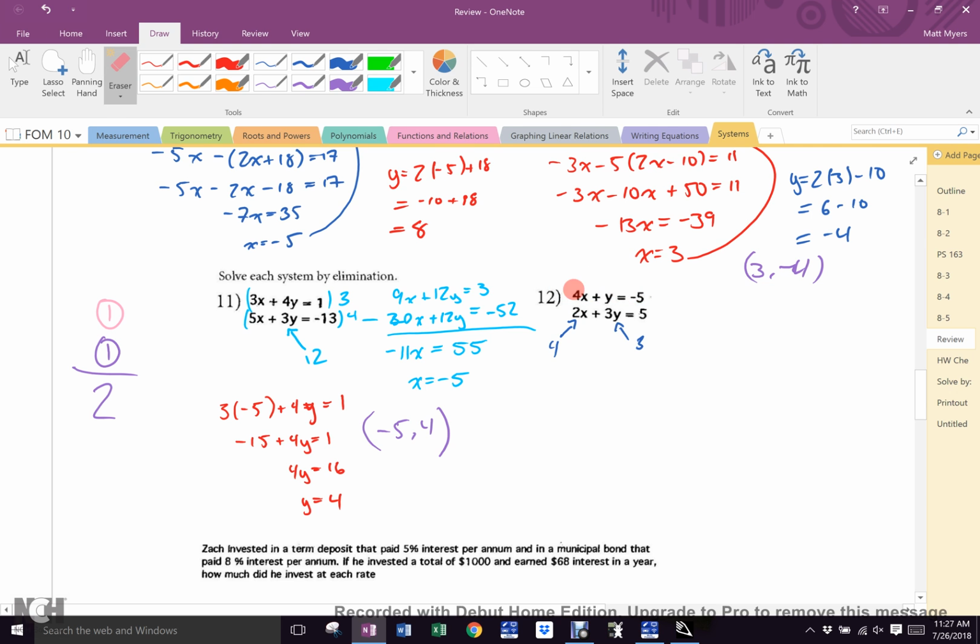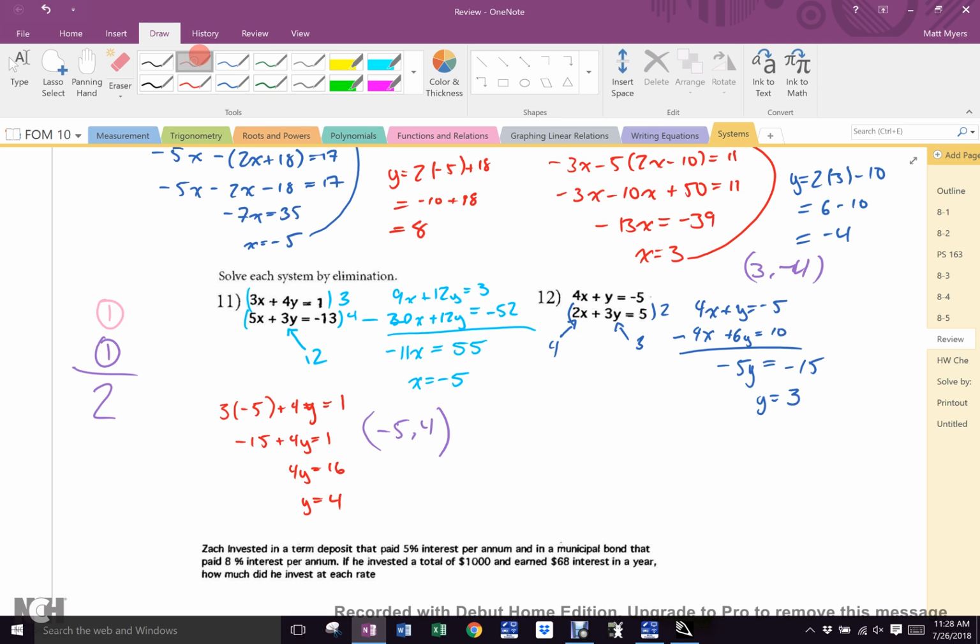So I'm going to... Does the top one have to multiply by anything? No. 4x plus y equals negative 5. What's the bottom one got to multiply by? 2. 4x plus 6y equals 10. Add or subtract? Subtract. 1 minus 6, negative 5y. Negative 5 minus 10, negative 15. Y equals 3.